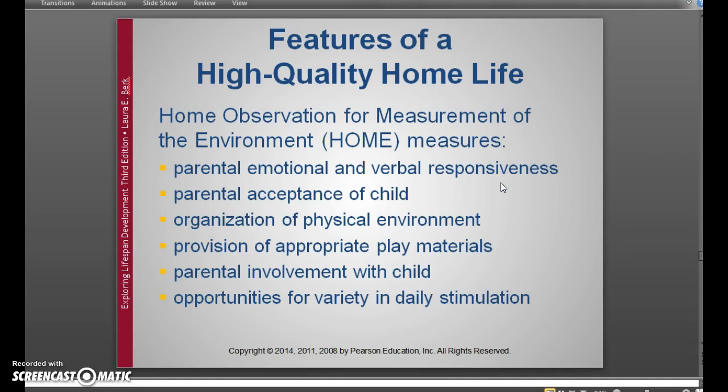So features of a high-quality home life, it is a big measurement, and it is also used as part of screening for entry into preschool or kindergarten.